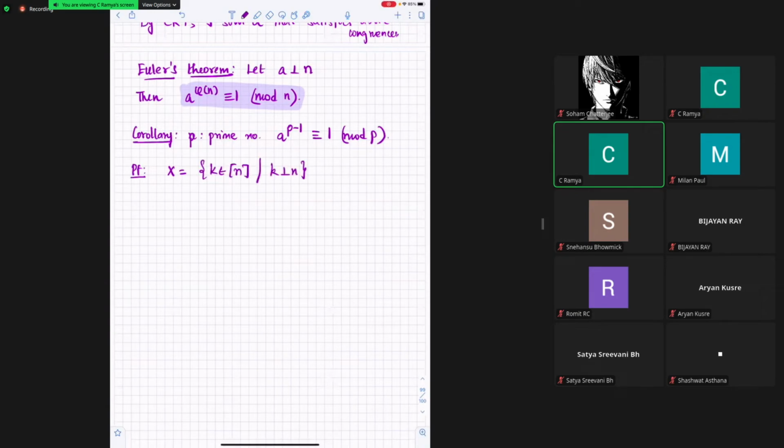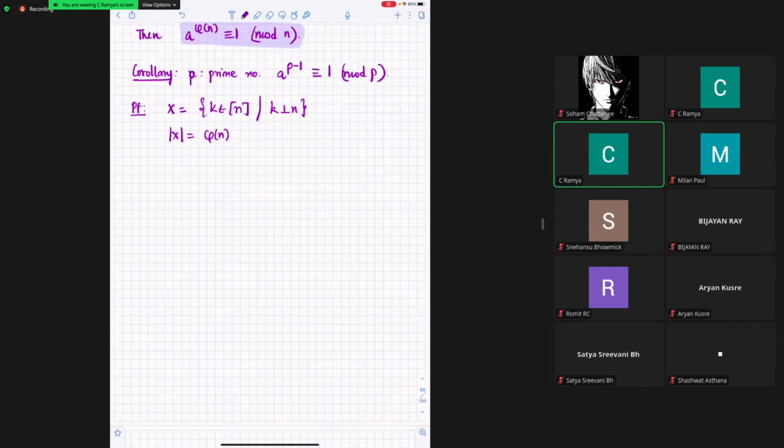So how many elements are there in X? phi of n. Okay, phi of n many elements are there. Let's name these elements x1, x2, and so on up to x phi of n. This is the set.